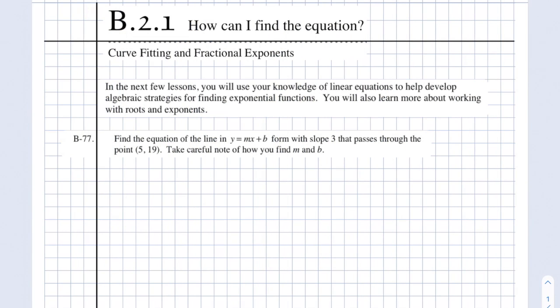Hi guys, please make sure you label your notes B.2.1, how can I find the equation? And please stop the video so you have a chance to read the introduction. Please push pause.